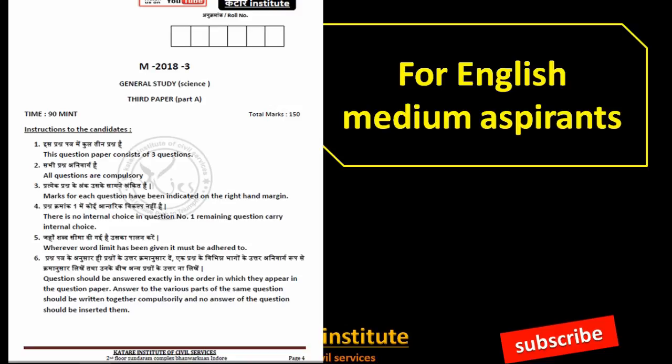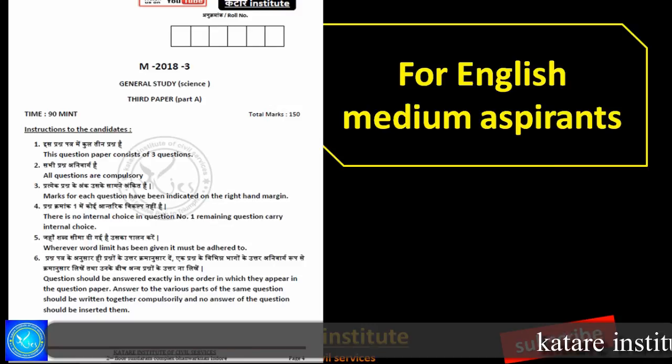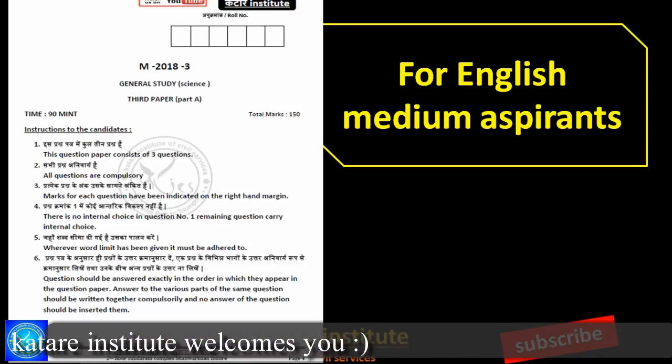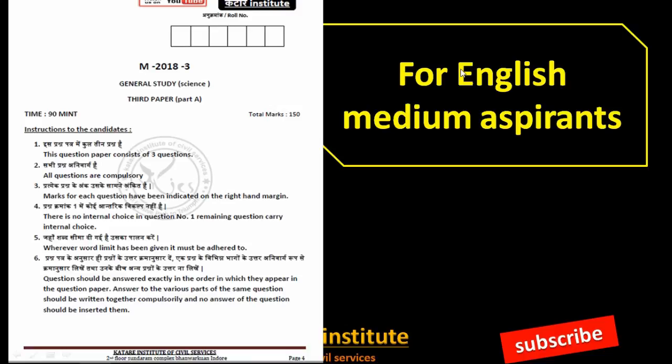Hello friends. The MPPSC mains examination date has not yet been announced, but it is mostly expected to be held in the second half of July. So here we are with paper 2 in the mains examination, where you will have its part A with polity.